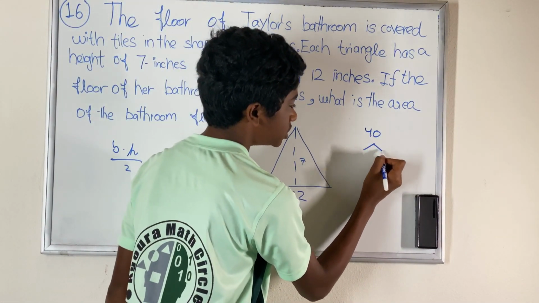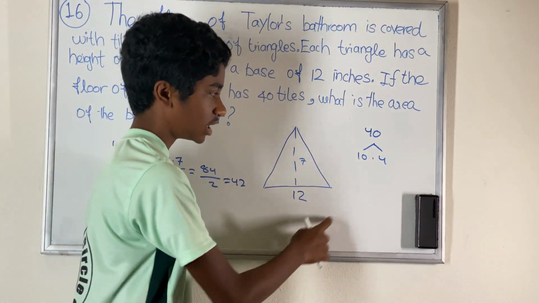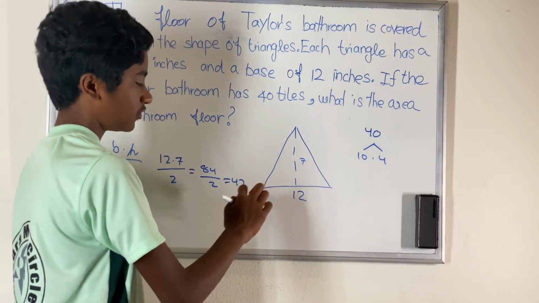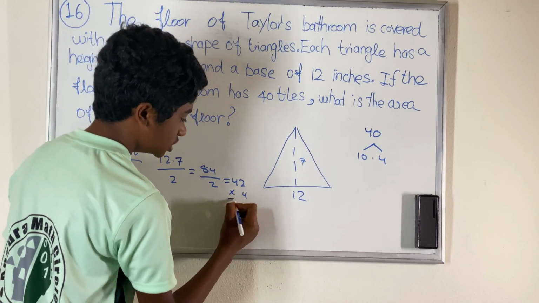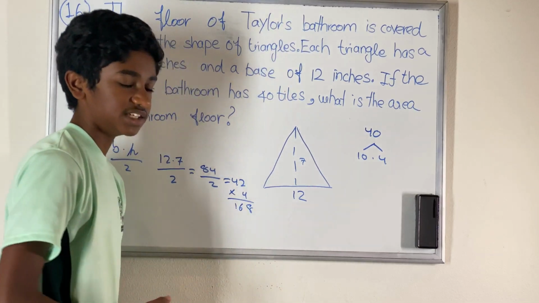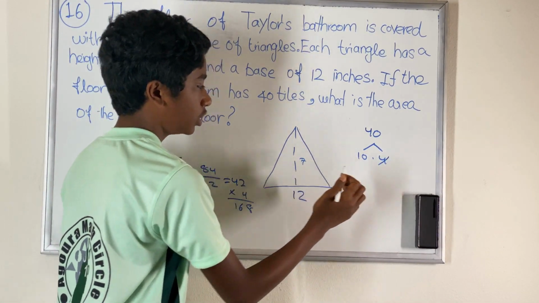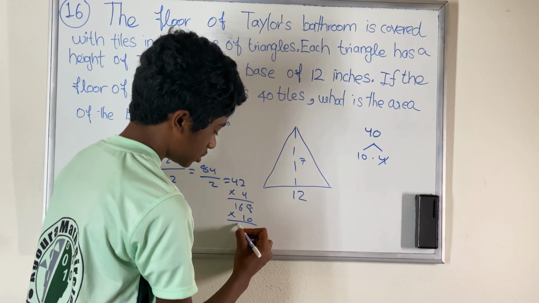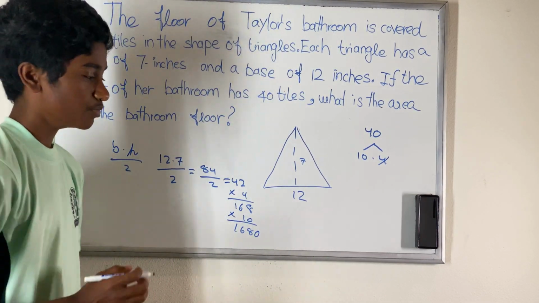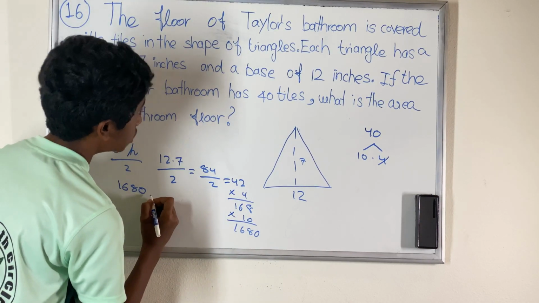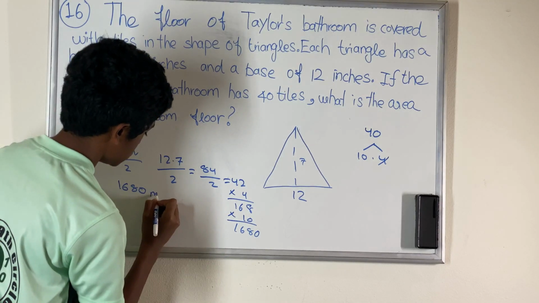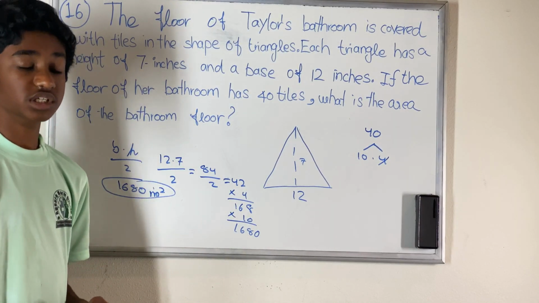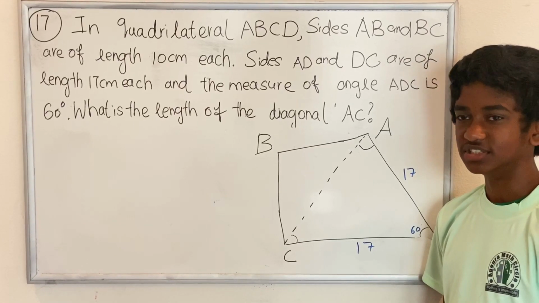40 can be split into 10 and 4. So we can multiply 42 times 4 first, and then multiply by the other one. 42 times 4 is equal to 168. Now that we've done 4, we can multiply 168 times 10, and that's just 1,680. So our answer is 1,680 inches squared.